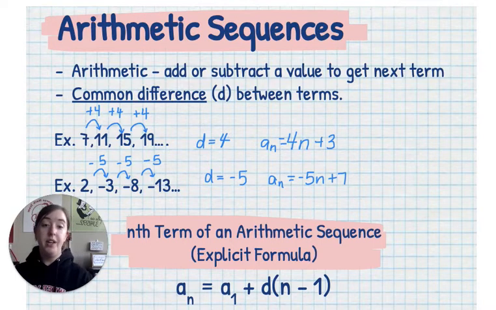Good deal. So we knew that our common difference was -5, so that's kind of like our slope, -5n. And then if we plug in 1 for n, what do I have to do to -5 to get to 2? I have to add 7. So the explicit formula for that sequence is going to be -5n plus 7.